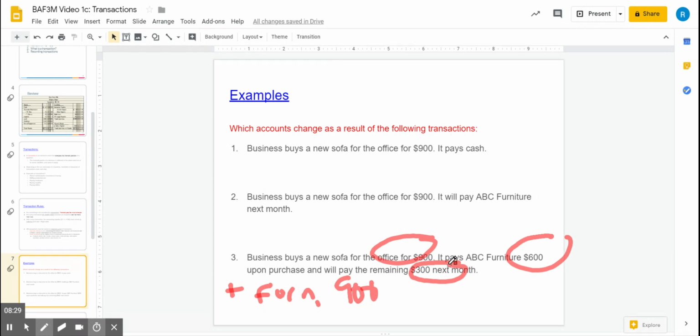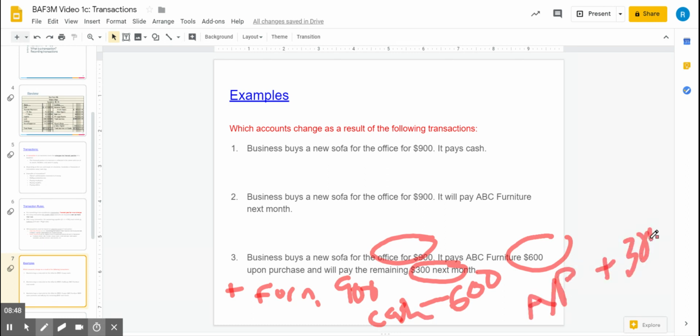Okay, so this time we bought the sofa. We gave the company $600 cash today, and we're going to pay them the remaining $300 next month for whatever reason. Well, what else changes? Here we're going to have more than two accounts affected. Here, in what happened, our cash went down by 600. So here we'd say cash goes down by 600, and accounts payable go up by 300 because we now owe $300 to them, so we have a new account payable.